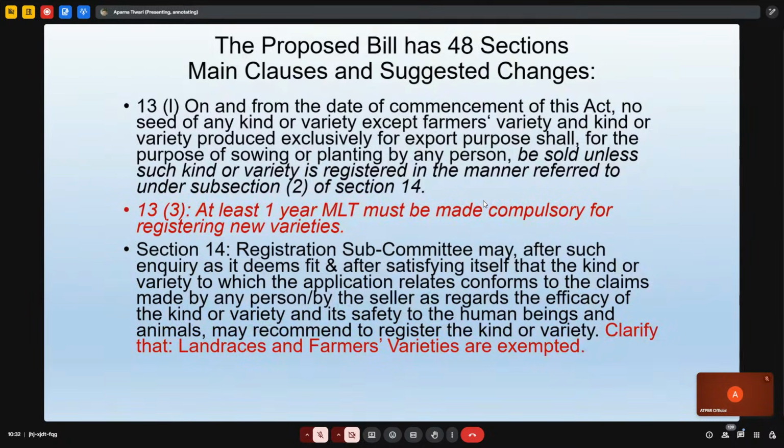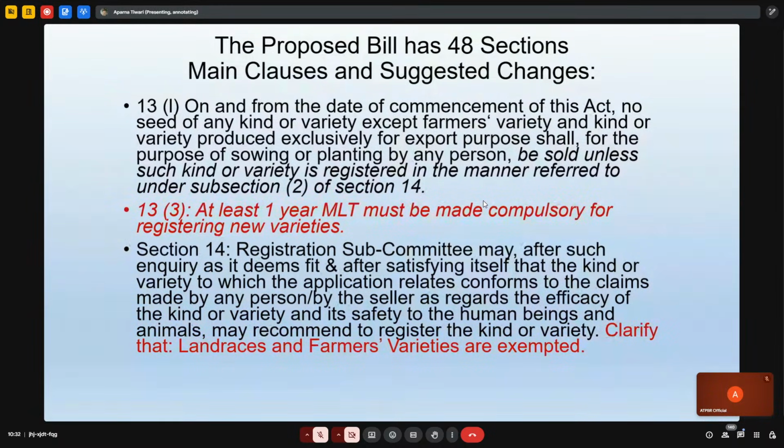Section 4, of course, talks about the registration subcommittee, which after such inquiry, and this is mainly based on the information or data submitted by the proposing company or the person or the organization, which the application relates to, which conforms to the claims made by any person or by the seller as regards the efficacy of the kind or variety and its safety to human beings and animals, recommends it to register the kind or variety.